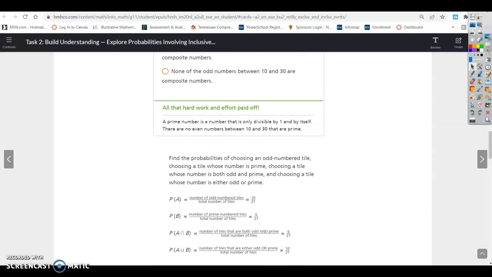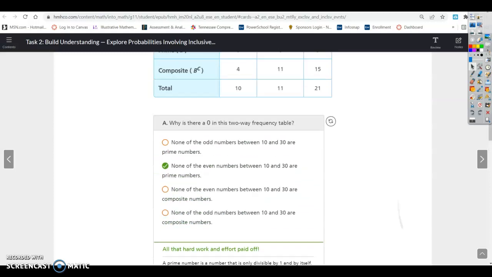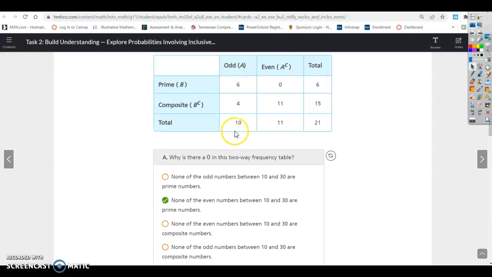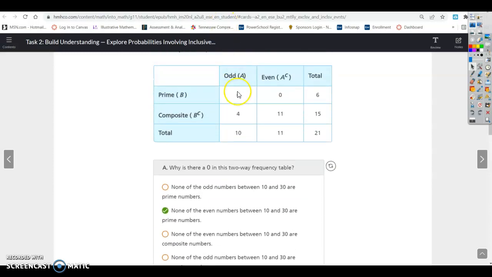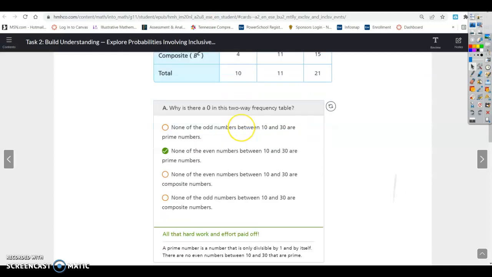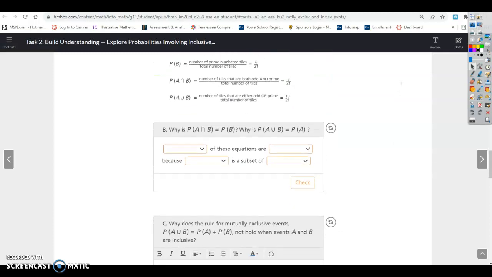And then it says the number of tiles that are both odd and prime. So again, these are odd and prime. So it'd just be 6 out of 21. And then union, A union B, number of tiles that are either odd or prime. So odd or prime, these are odd or they're prime. Okay, so that would be 10 out of 21.